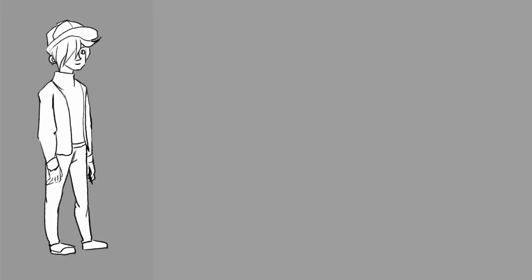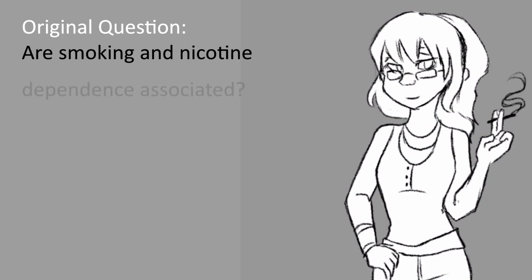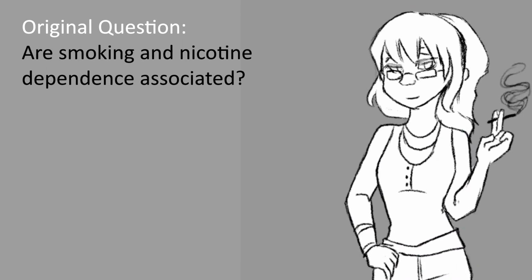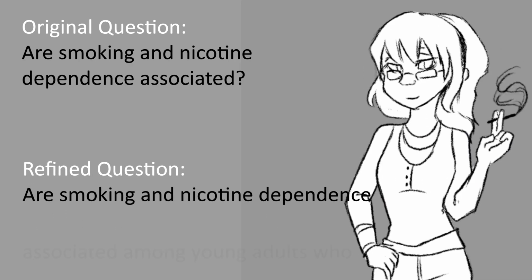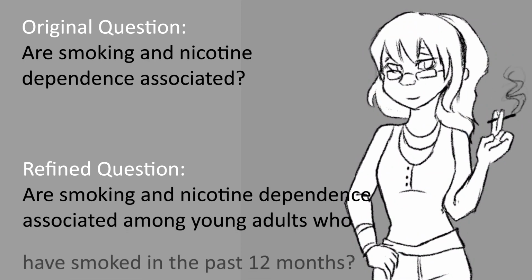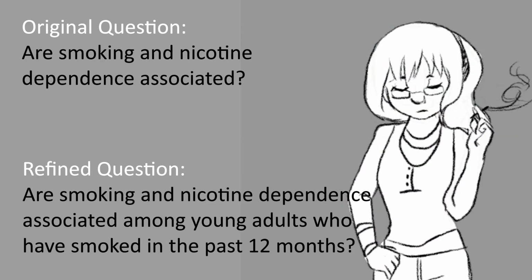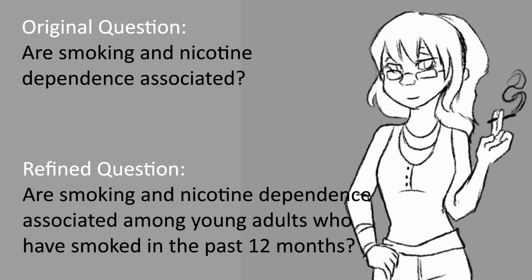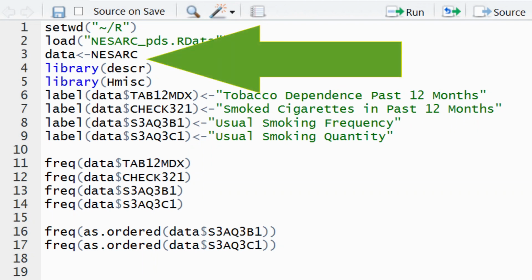So the original research question for our example is further clarified to include the association between smoking and nicotine dependence, but only among young adults who have smoked in the past 12 months. The research question is not changed. Rather, the question will be asked based only on a subset of the observations that are available in a specific data set that will help answer the research question. To implement these decisions, we'll go back to our program and add an additional statement immediately following the statements that load and copy our data set.